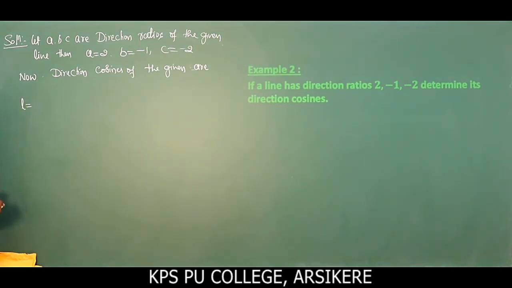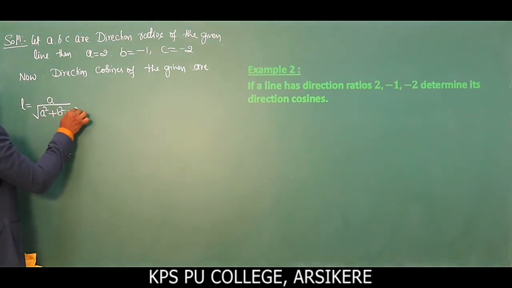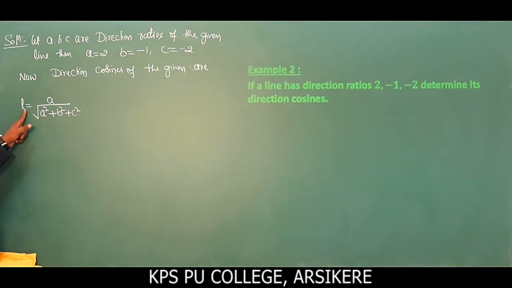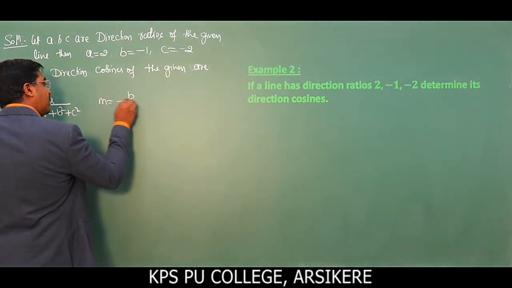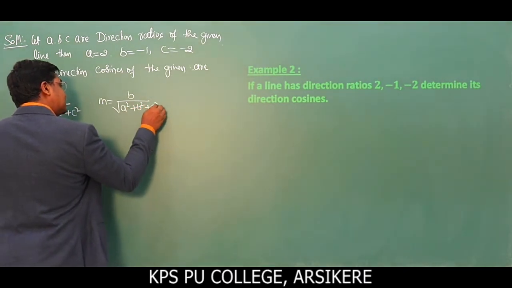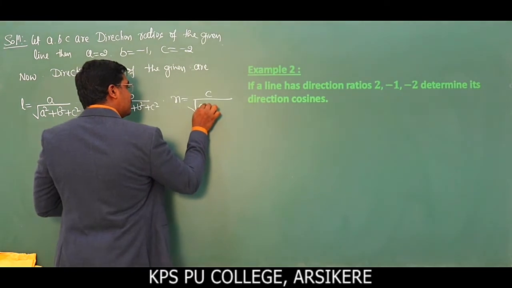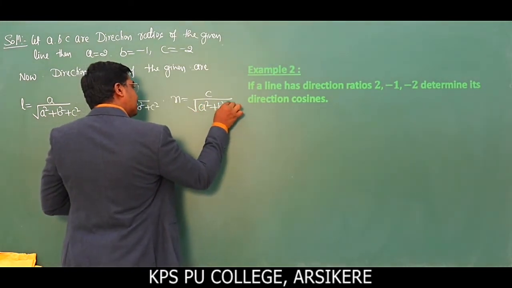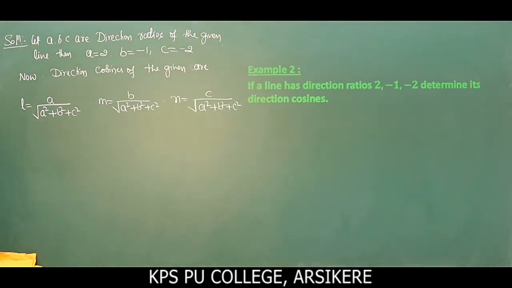L is equal to, what are the terms here? L is equal to A divided by what? Root of A square plus B square plus C square, where L is the direction cosine, and M is equal to B divided by root of A square plus B square plus C square, and N is equal to C divided by root of A square plus B square plus C square. Just substitute the values of A, B and C.